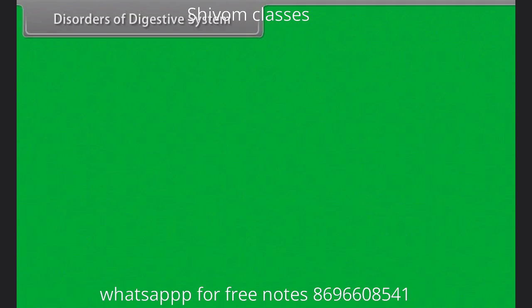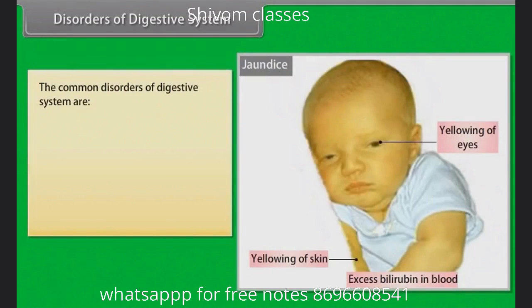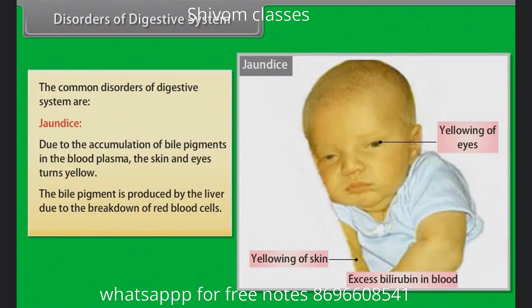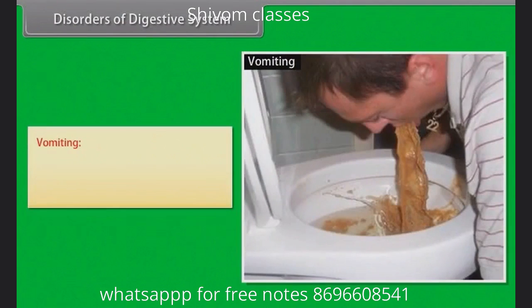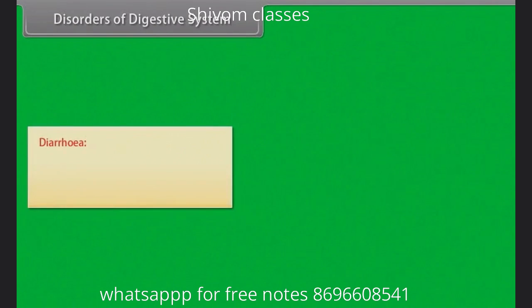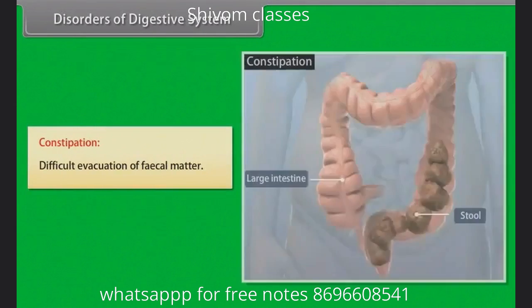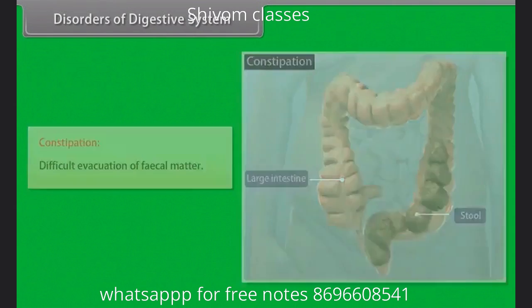Disorders of the digestive system. The common disorders of the digestive system are jaundice, due to the accumulation of bile pigments in the blood plasma, where the skin and eyes turn yellow. The bile pigment is produced by the liver due to the breakdown of red blood cells. Vomiting, the ejection of the contents of the stomach through the mouth. Diarrhea, the abnormal frequency and liquidity of fecal discharges. Constipation, difficult evacuation of fecal matter.